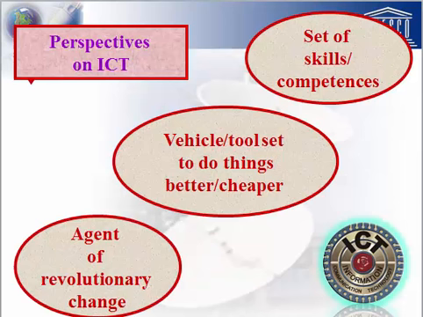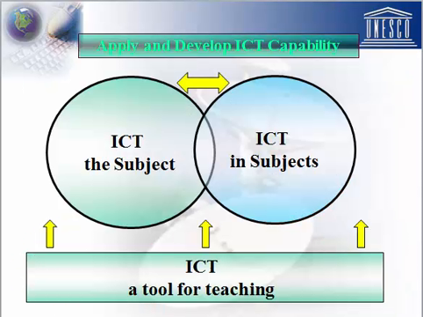Yes, we do agree that we are agents of revolutionary change. We do need a vehicle or tool set to do things in a better and cheaper manner. We do need to acquire a set of skills or competencies to use ICT. So then, if we have to apply and develop ICT capability, we need to know ICT as a subject, and we also need to know how to use ICT in teaching different subjects. Therefore, ICT can be a subject to be studied and it can be used to study other subjects.